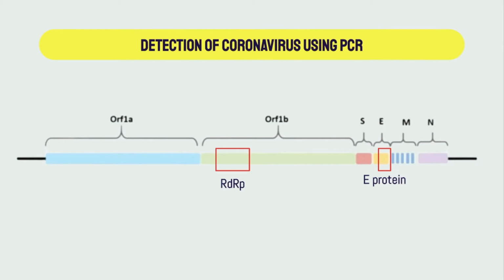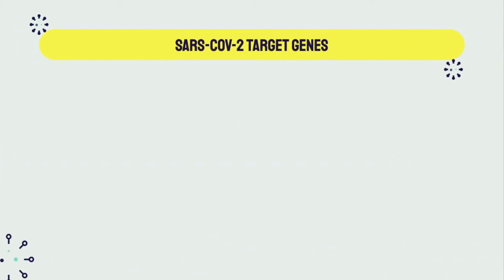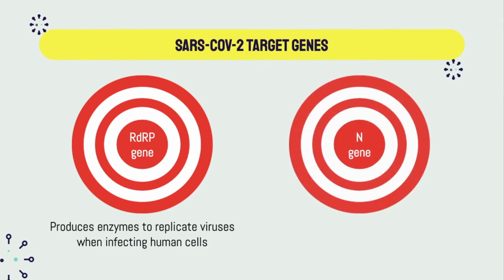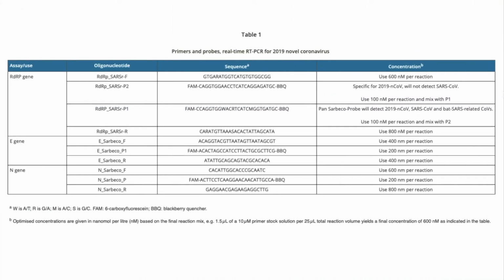Now, we can raise one question again. What exactly are the RdRp gene and the N gene functions in the virus? The RdRp gene is a gene that produces an enzyme to replicate viruses when infecting human cells, while the N gene is a gene that protects the core of the RNA virus. To detect these two genes, the suitable primer could be chosen based on this table.